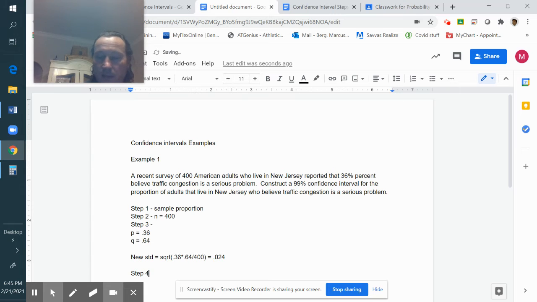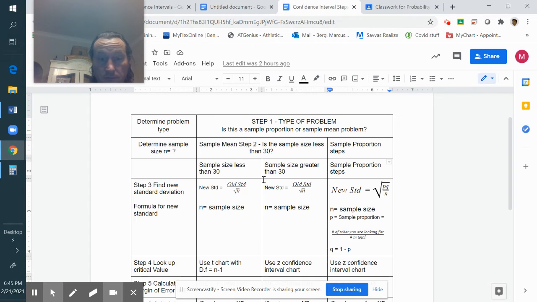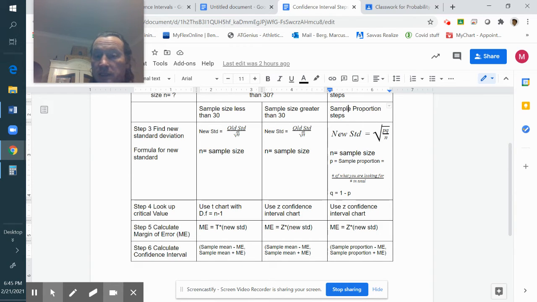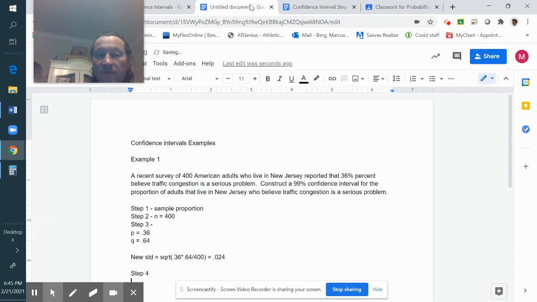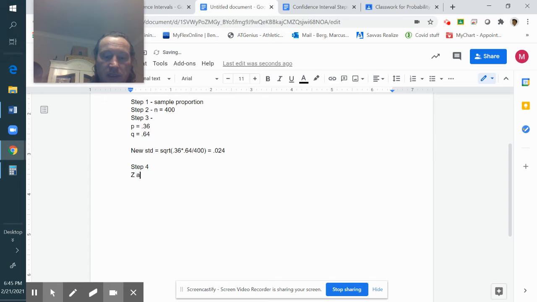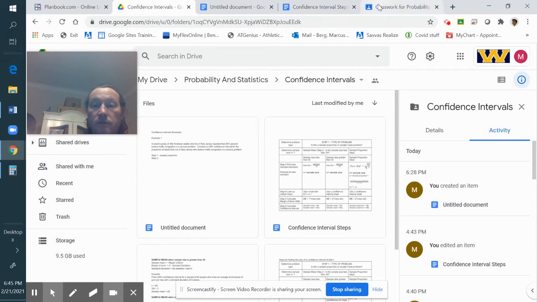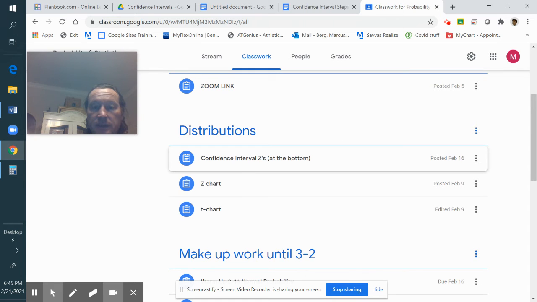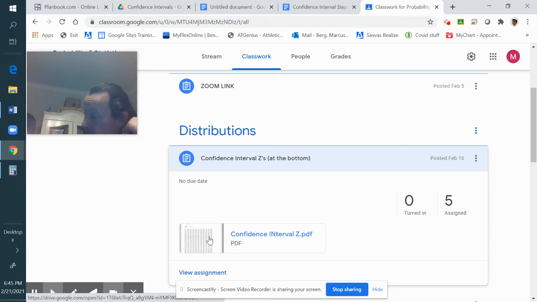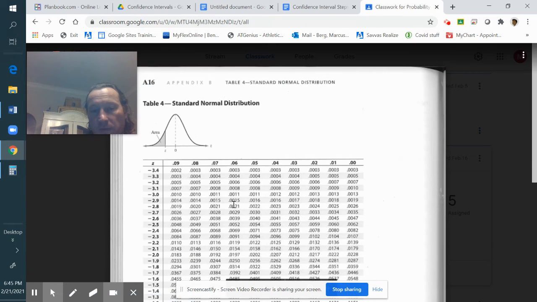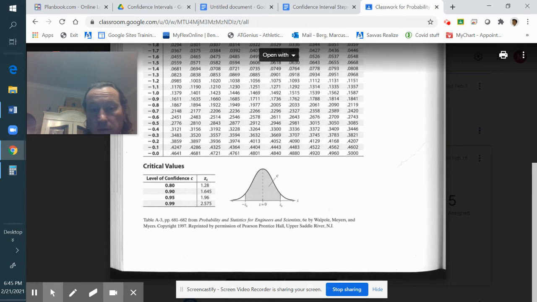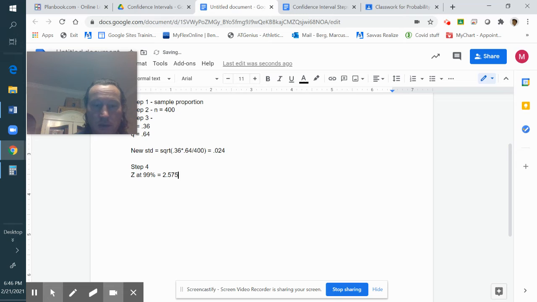All right, what's the next step? Step 4, let me go to confidence intervals. We're going to look up the critical value. You're going to use the Z confidence interval chart. We want to know what our confidence level is. We see that in the problem, it says construct a 99%. So my Z at 99%, we're going to go into Google Classroom, into our distributions, confidence interval Z's at the bottom. So let me open up this confidence intervals. I'm looking for 99%. It's at the bottom of this chart here. Critical values level of confidence, 2.575. I see that right here. So I'm going to do 2.575. Step 4.